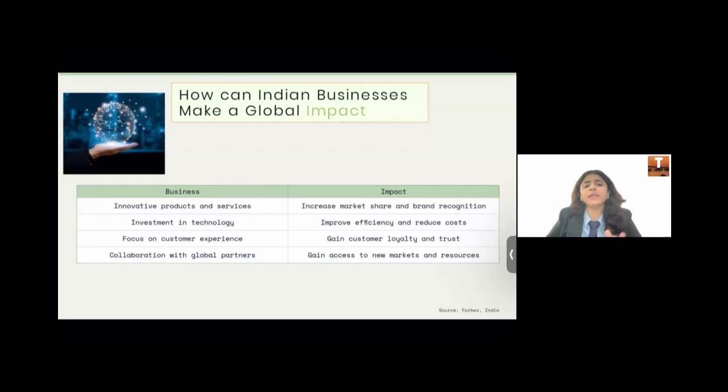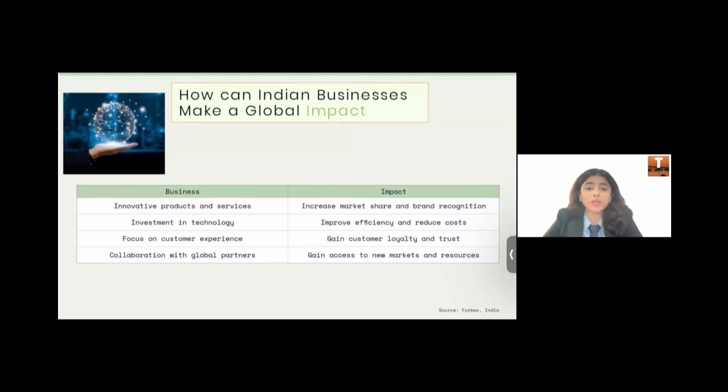Next is how Indian businesses can make a global impact. Indian businesses, as said earlier, have the potential to make a significant global impact and establish themselves as key players in the international market. But how to do it? Number one, you can embrace or invest some time in innovation and technology. Number one would be investing in research and development.